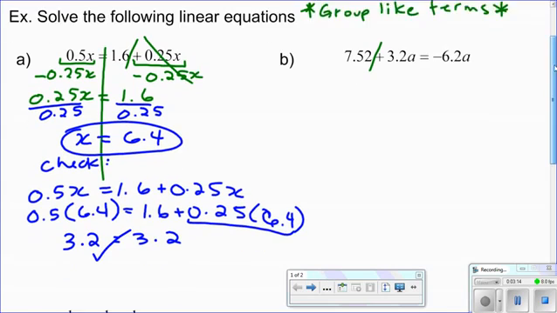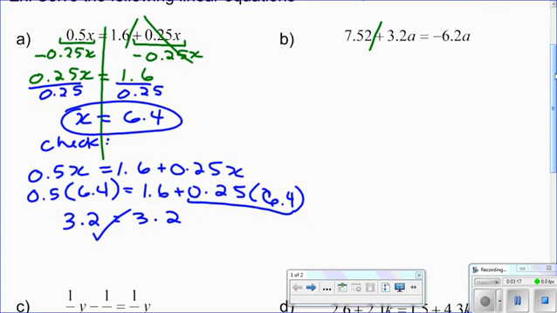Okay, looking at letter B. So I have 7.52 plus 3.2A equals negative 6.2A. So I have two groups of A, one on each side of the equation. I can move them either way, it doesn't matter. Because the A is by itself on the right, let's move it to the right. Again, it doesn't matter which way we go. So minus 3.2A, minus 3.2A, so 7.52 plus 0 equals negative 9.4A.